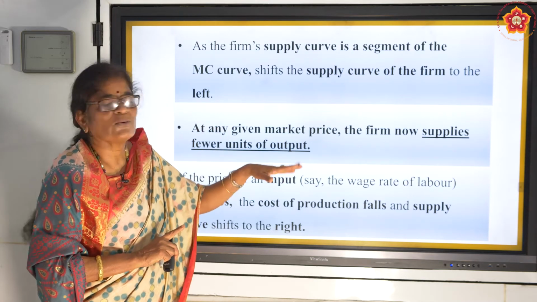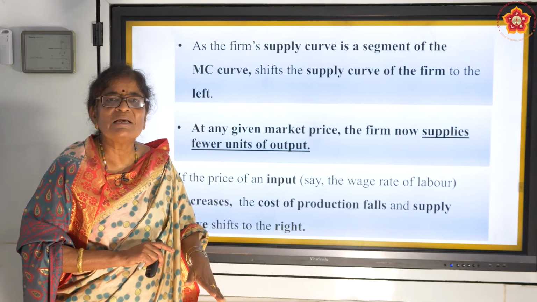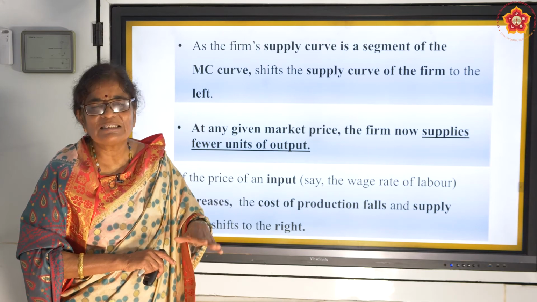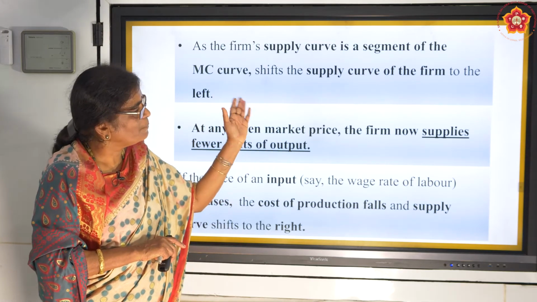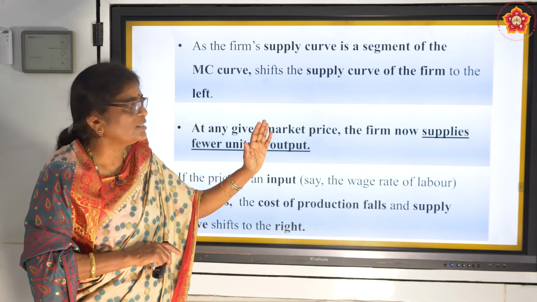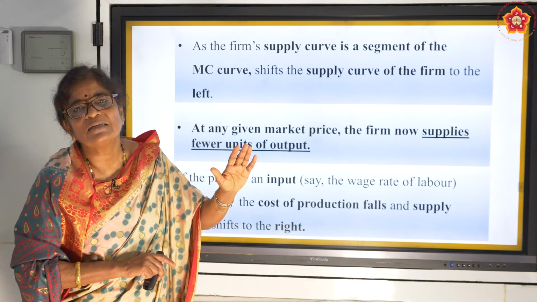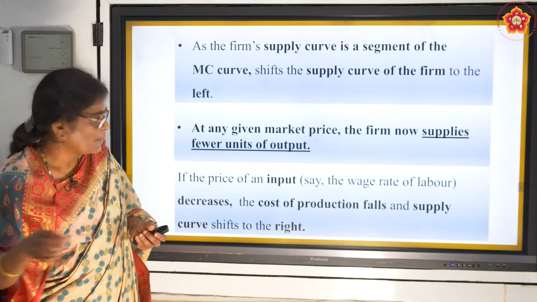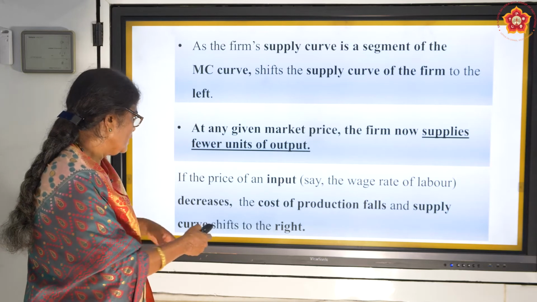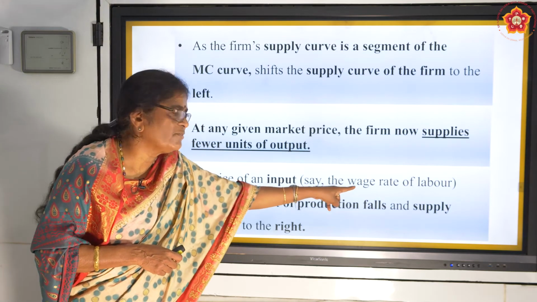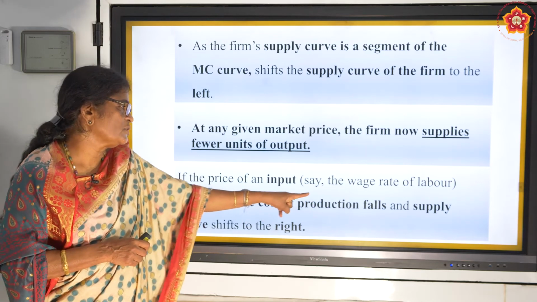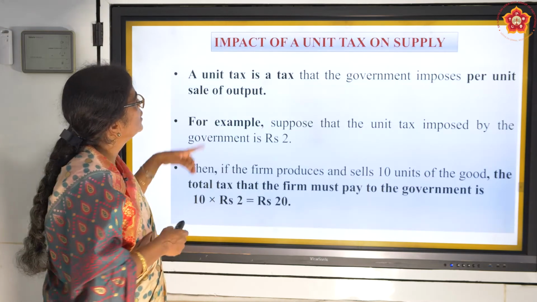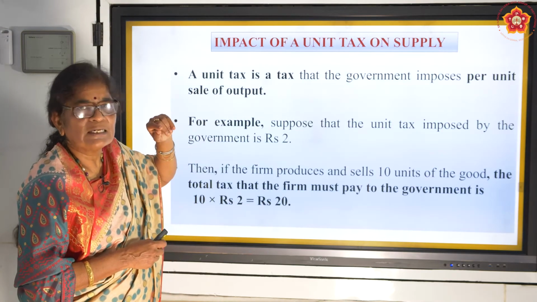The other way around, when the input prices decrease, cost of production decreases. When the cost of production decreases, marginal cost decreases, and the supply curve is nothing but a part of the marginal cost curve. Therefore, the supply curve moves rightward. When it moves rightward, more output will be supplied. Therefore, if the price of an input, say wage of labor, decreases, the cost of production falls and the supply curve shifts rightward. Both should be mentioned in the case of input prices.